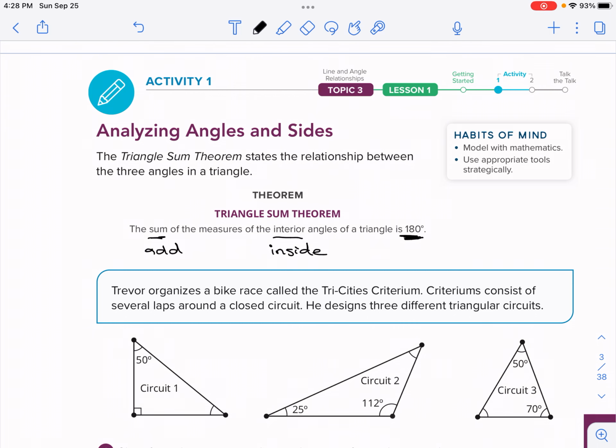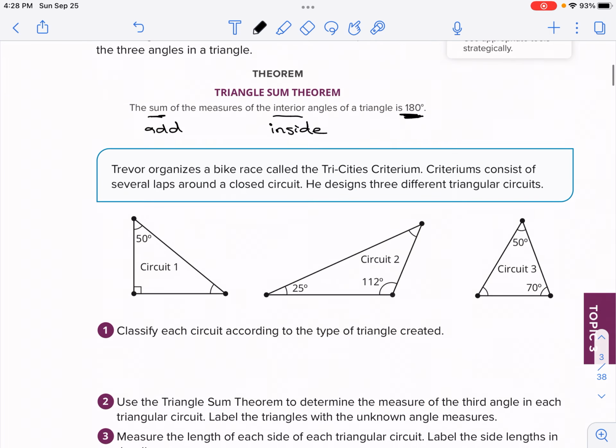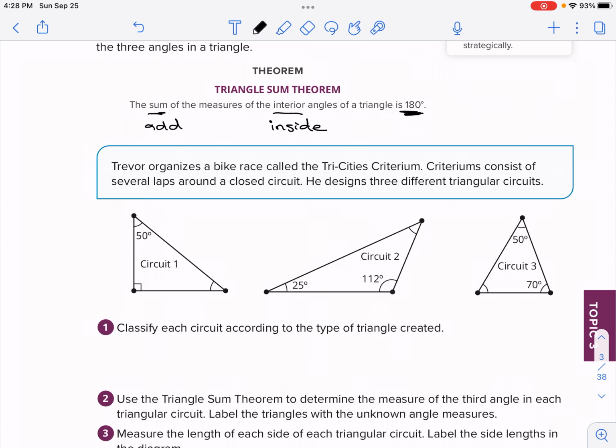So you can see we have 3 triangles here. We're going to skip quite a few of these questions, but at least we're going to answer number 1. We're going to ignore the context or the story of this, but we'll classify each of these 3 triangles. The first one here, circuit 1, I'll put C1 for circuit 1. This is a right triangle. The reason we know this is because it has a right angle right here.